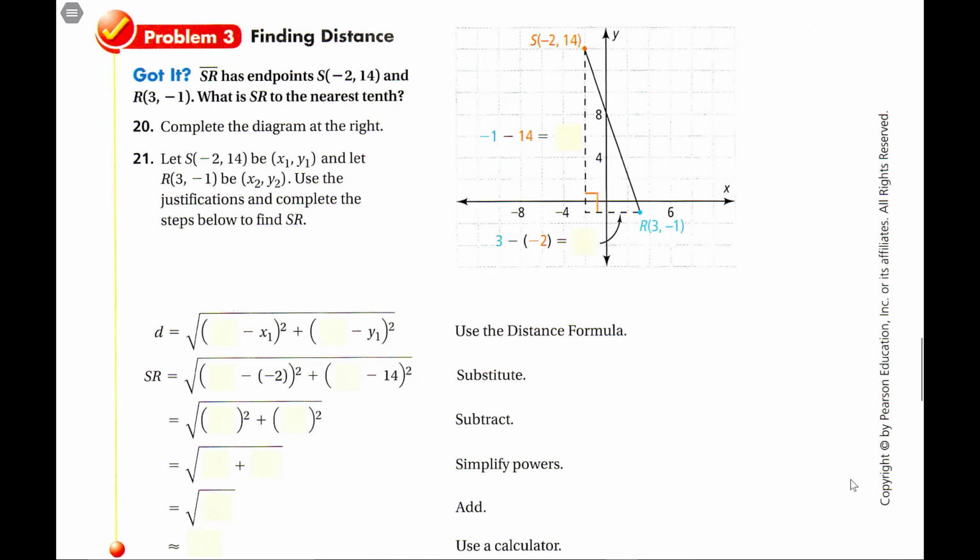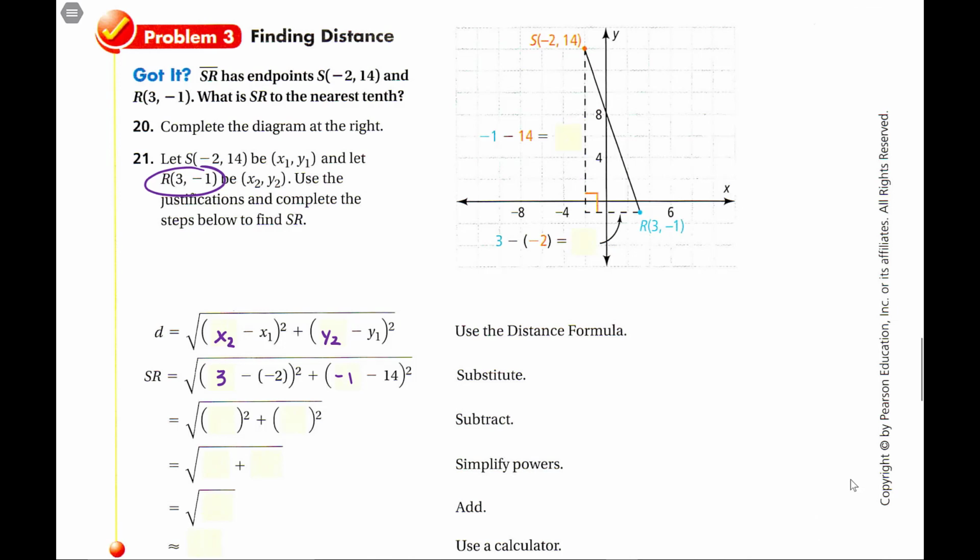So the first statement is the distance formula itself, which is x sub 2 minus x sub 1 quantity squared plus y sub 2 minus y sub 1 quantity squared. Now we substitute in the values that we know. X sub 2 comes from point R, and so that's going to be 3. They've already provided us with x sub 1, which is -2. And y sub 2 also comes from R, is -1.